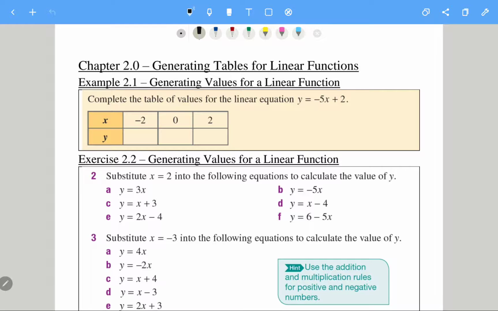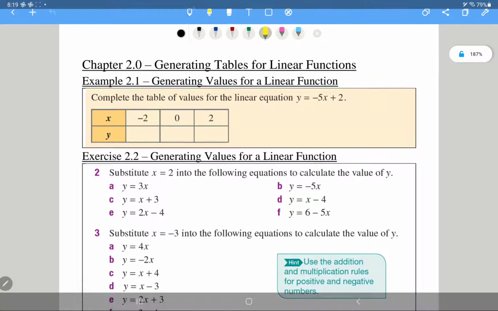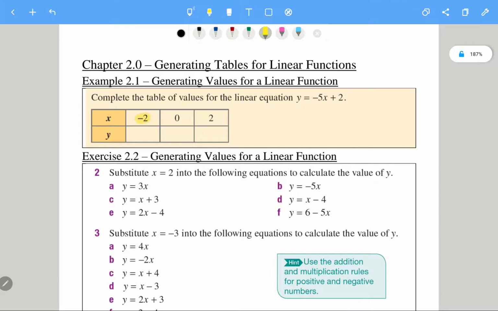Well, fortunately, we get to use our calculator for this stuff. So what this says is we have a function, y equals -5x plus 2, and we want to substitute different values into it. In particular, we want to substitute x equals -2, x equals 0, and x equals 2. So what we need to do is use our calculator and do each of those. So let's start with x equals -2. Probably the hardest of these three, so let's start harder and get easier.